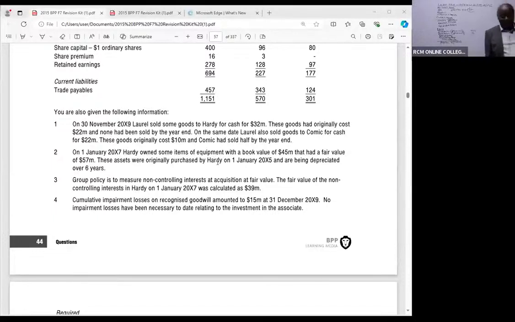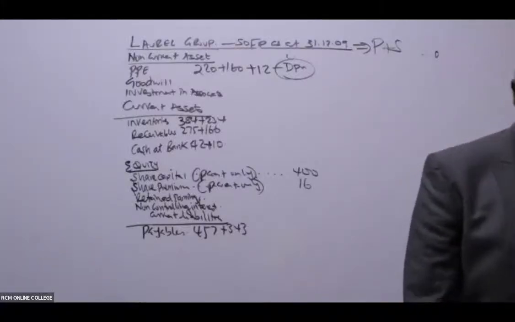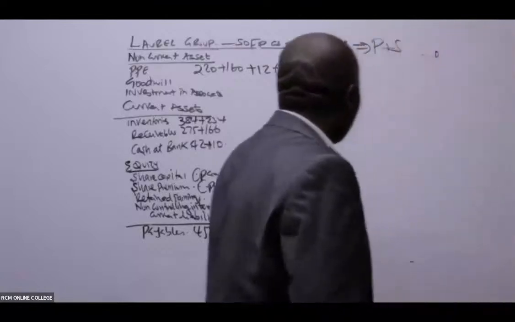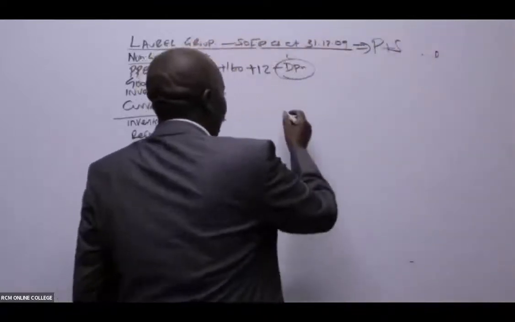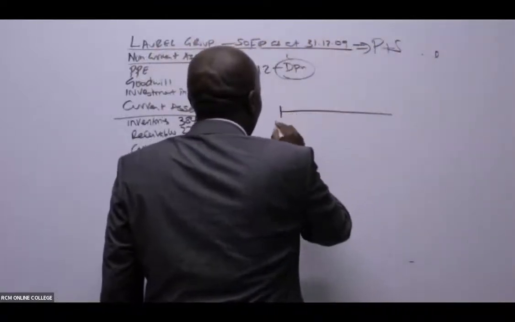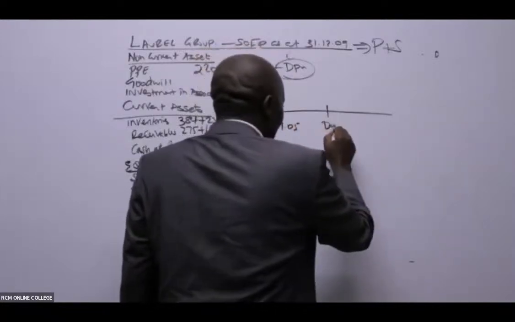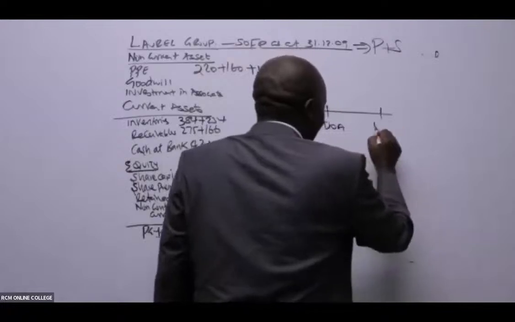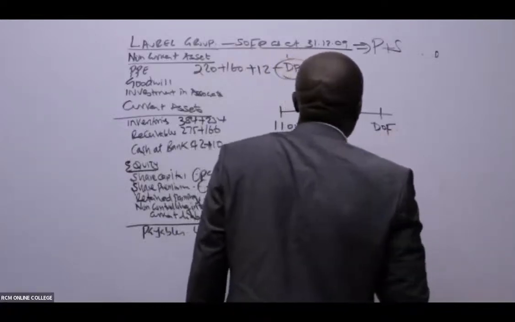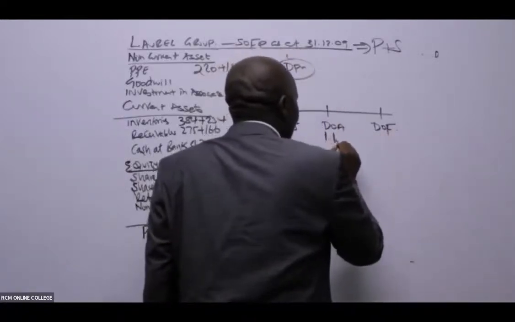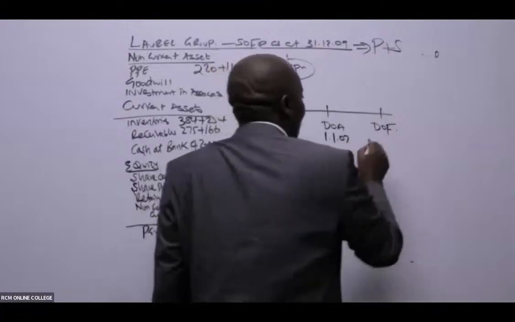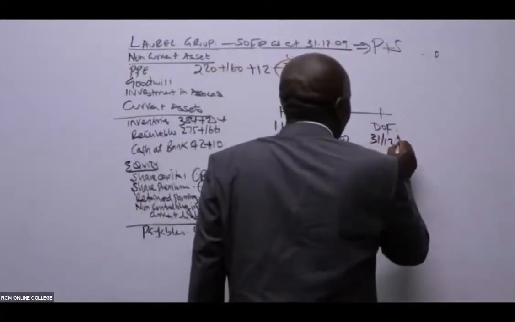So you see here, you are told these assets were bought some time back on 1st January X5. There are 3 dates that are very important here. They were bought on 1st January 05. We have here the date of acquisition. We have here the date of financial statements. So we acquired this on 1st January 07. The financial statements are 31st December 09.